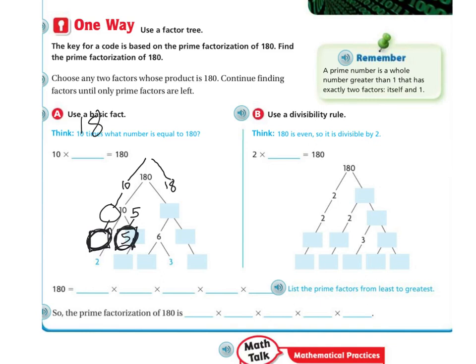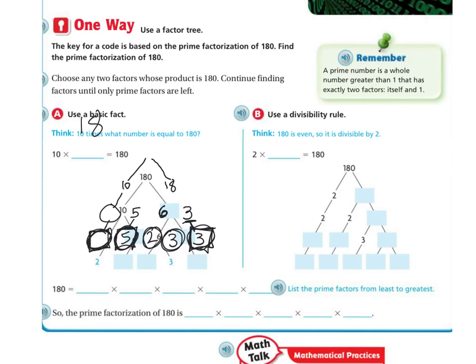Now we're doing the 18. So 6 times 3 is 18. 3 can't be broken down anymore, so they're just bringing it down to the bottom. Again, I usually just circle, put a square around it, whatever makes it easy for you to remember that that's the end of that tree. Now the only thing I have left is my 6. So 6 can be broken up into 2 and 3. And again, these are the end of my trees.